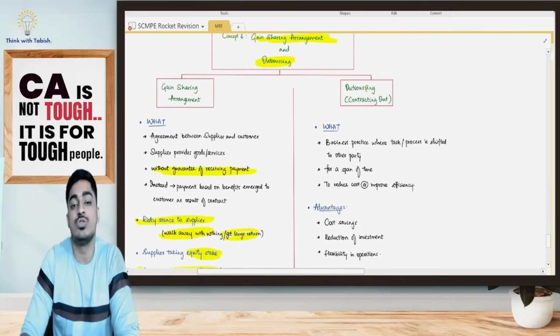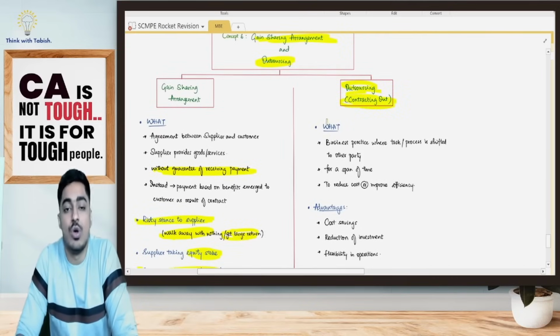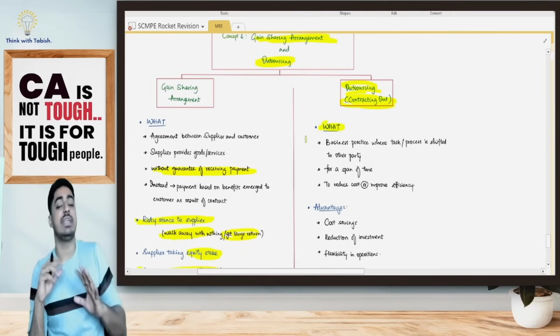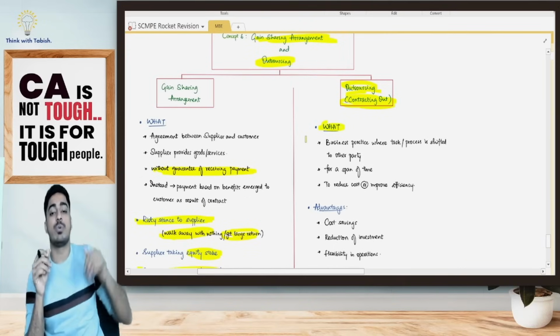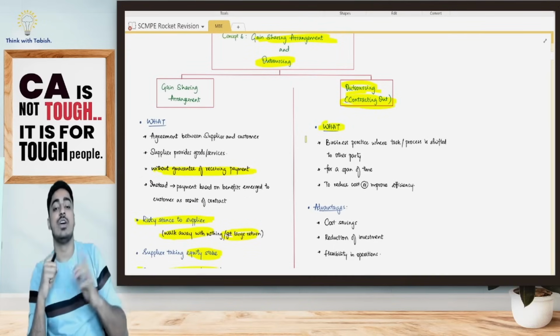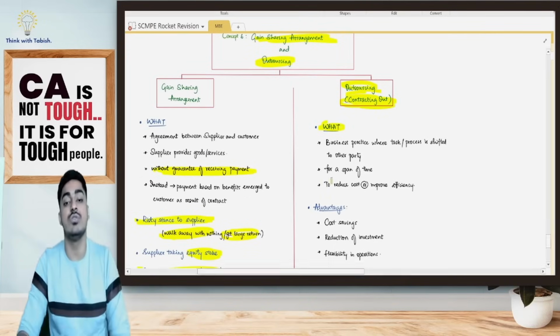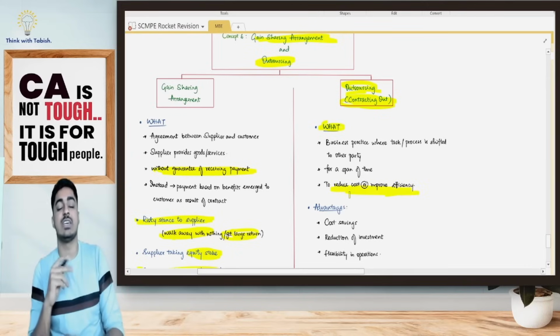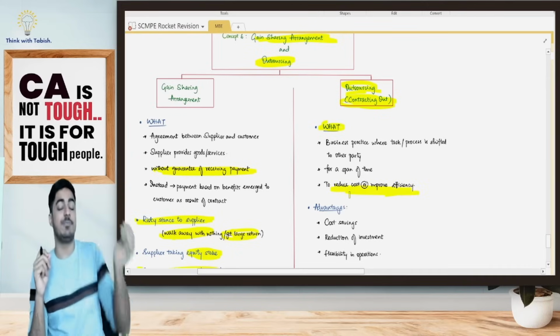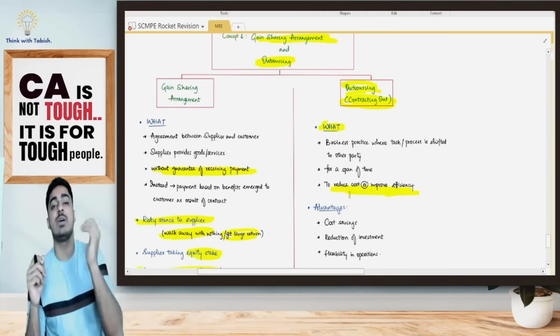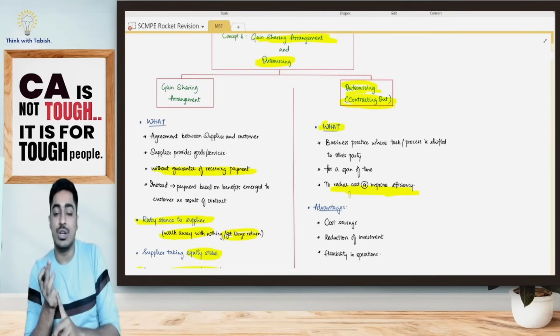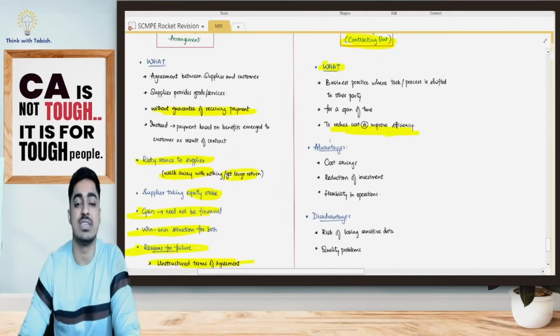Finally, I'm having outsourcing, which is also called contracting out. What is this? It is a business practice wherein one task or one process is shifted to another party for a span of time in order to reduce the cost or improve efficiency. Say for example, Apple's assembly process is shifted to another party for a span of time, the next 5 years. Why are we doing it? Either to reduce my cost or else to improve my efficiency.